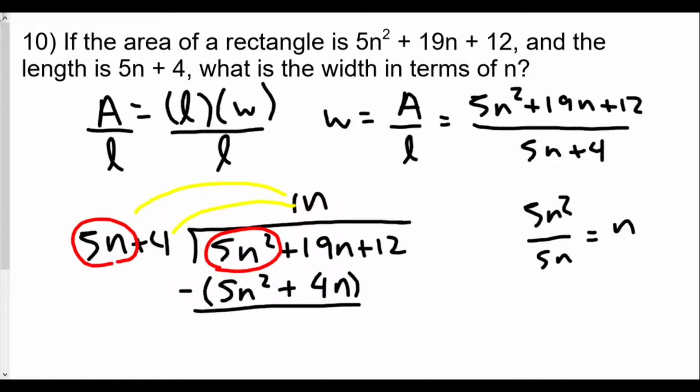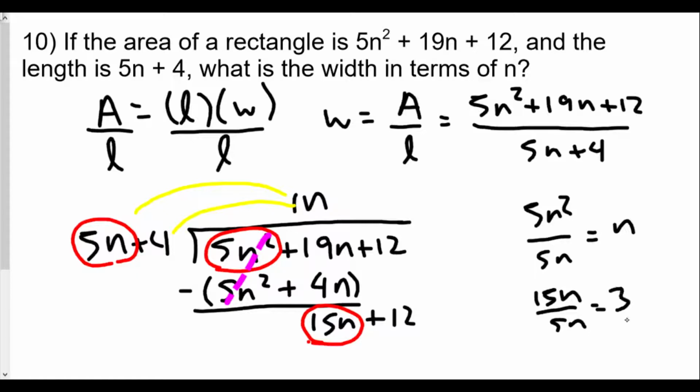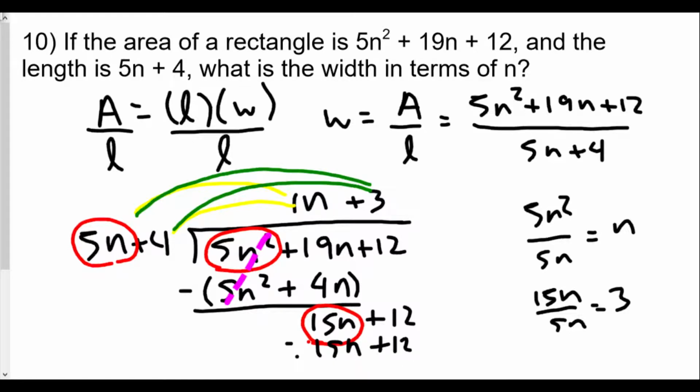Now, the 5n squared minus 5n squared cancel out, and we get 19 minus 4 is 15n. Remember, we're subtracting. Plus 12. Again, I want to figure out how many times 5n divides into 15n. So now we have 15n divided by 5n. That's just 3. So plus 3. And again, we're going to distribute and multiply 3 times 5n and 3 times 4, and we'll get 15n plus 12. And we see in this case they cancel out to get 0.